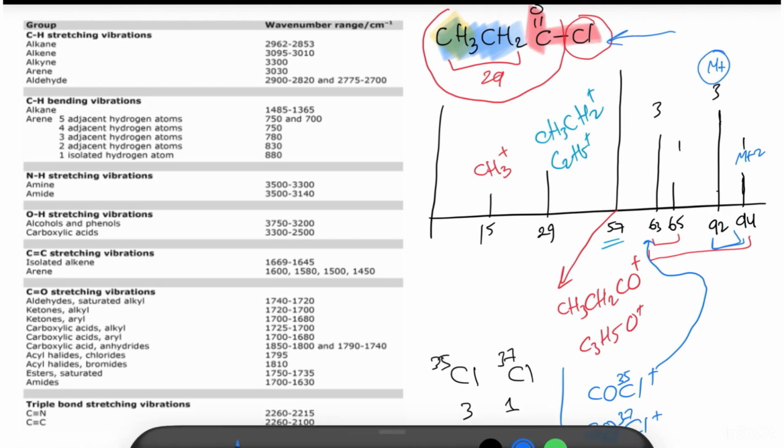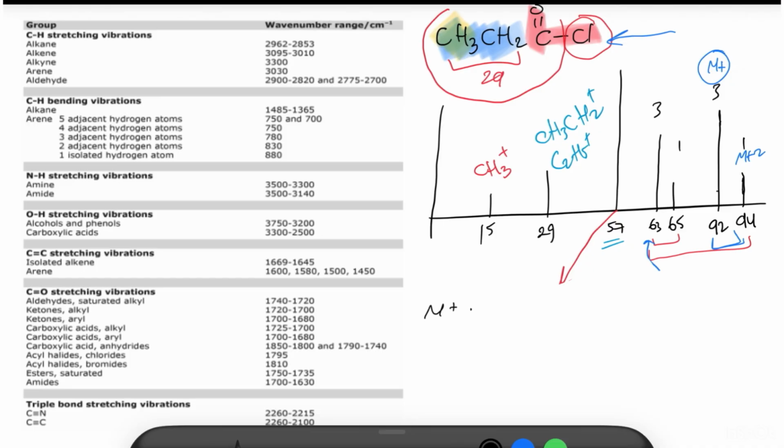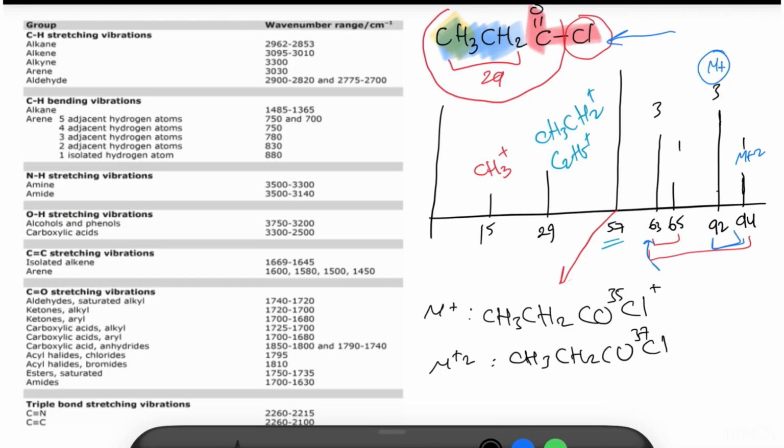The M plus 1 is CH3CH2COCl 35. And for M plus 2, it's CH3CH2COCl 37. Do not forget the positive sign for both.